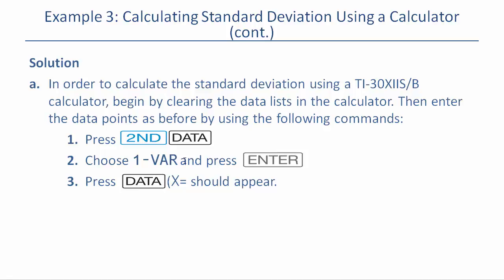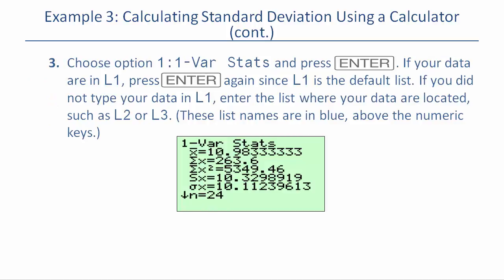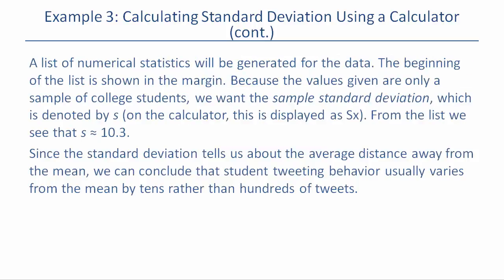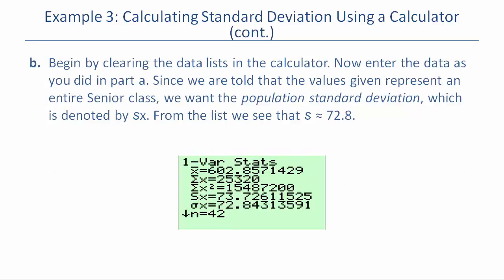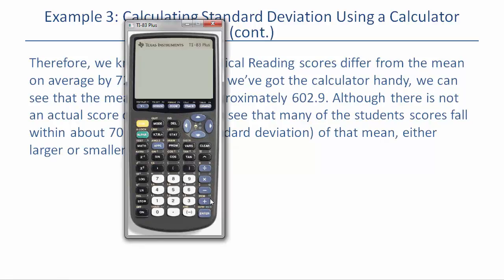Well, it's really easy, right? We can follow this. Second data, choose one variable, press enter, press data, and so on. You can read through these if you want. It might seem a little confusing just to read through them, which is why I'm going to show you how you can do it with an actual calculator. Okay, so bring up your calculator. If you want to calculate any of your descriptive statistics, mean, median, mode, standard deviation, range, quartiles, Q1, Q3, all that kind of stuff, you can do it very easily from your calculator.